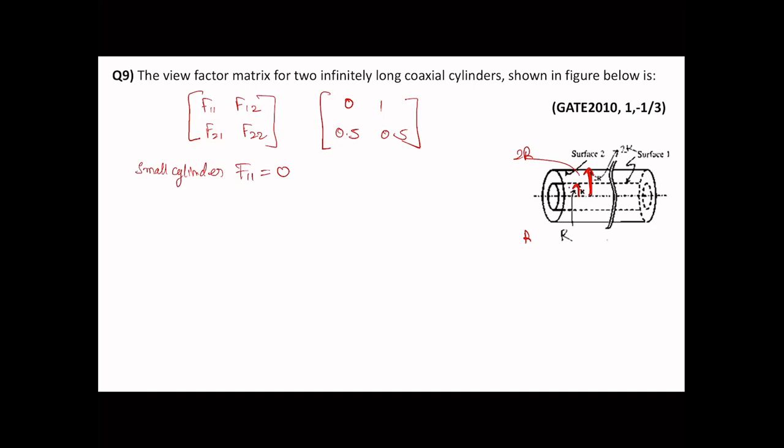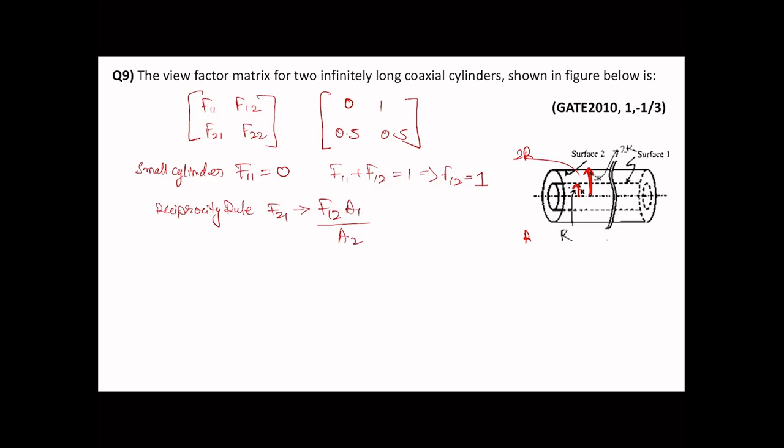Alright, then if I know F11, I can find out F12 using the rule of addition. So F11 plus F12 has to be equal to 1. That implies F12 is equal to 1. Now I am done with calculating two view factors. Now I will use the reciprocity rule to calculate F21, which will be F12 times area 1 divided by area 2.